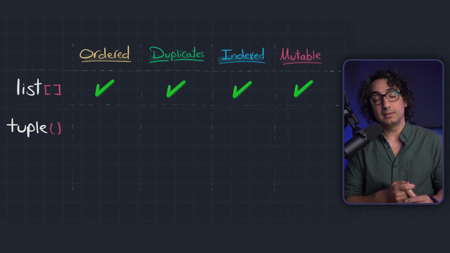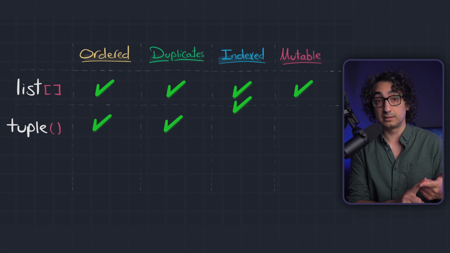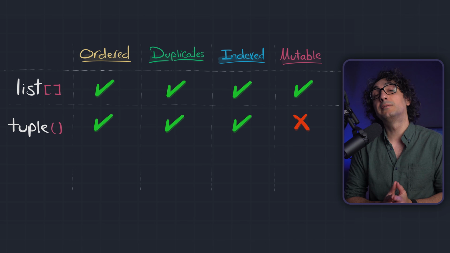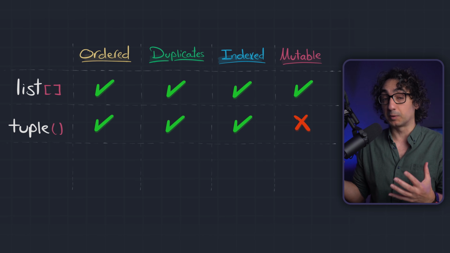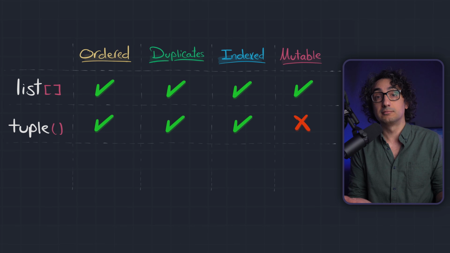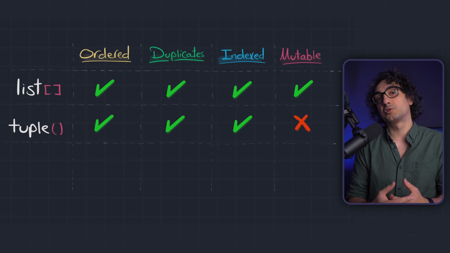Next we have the tuple. It is very similar to the list, so it is ordered, it allows duplicates, you can use an index to access any value, but the only difference here, it is frozen, it is protected. Once you create them, they're gonna stay the way they are. You cannot change them. So it is perfect when you want something that should not be touched.